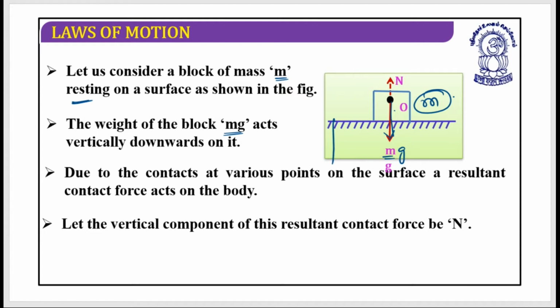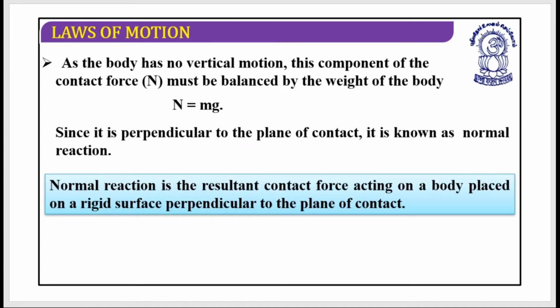Second, as you can see, this is the table and this is the book, and these two bodies are in contact with each other. When these two bodies are in contact, that means the table must exert a normal force, and that normal force will be perpendicular to the surface. Let the vertical component of this resultant force, which we call the contact force, be denoted by N. Is it clear? So thus we can identify the direction and the value of the normal force.